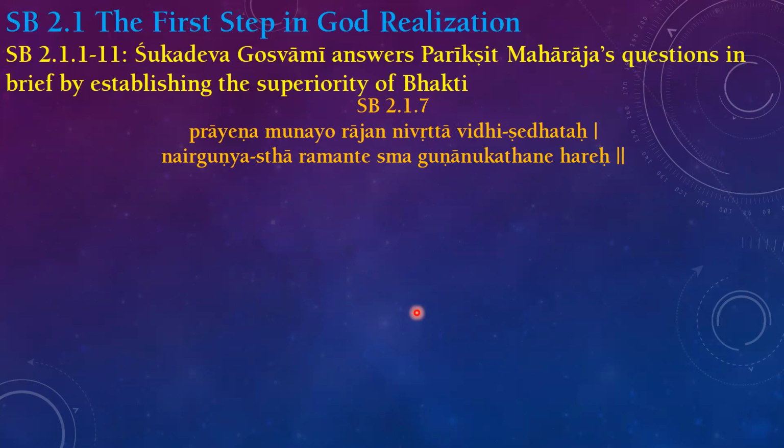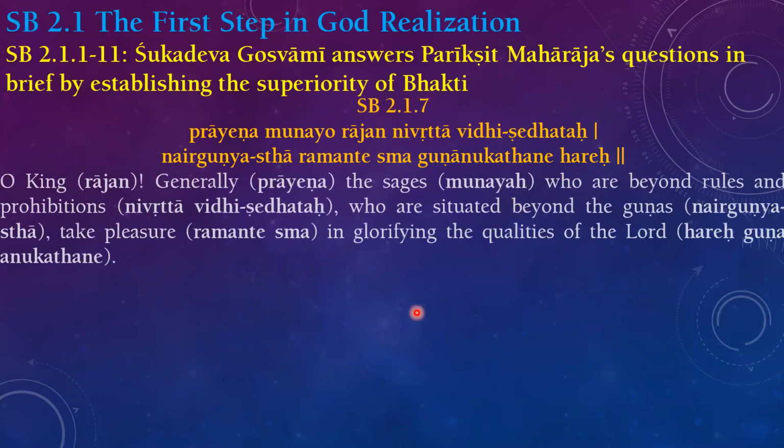Prayena munayo rajan nivritta vidhi-shedhatah nairgunya-stha ramante sma guno-kathane hareh. Read the translation in the slide. Generally, the sages who are beyond rules and prohibitions, who are situated beyond the gunas, take pleasure in glorifying the qualities of the Lord. Now, Sukadeva Goswami in the next 2 verses is giving his own example.